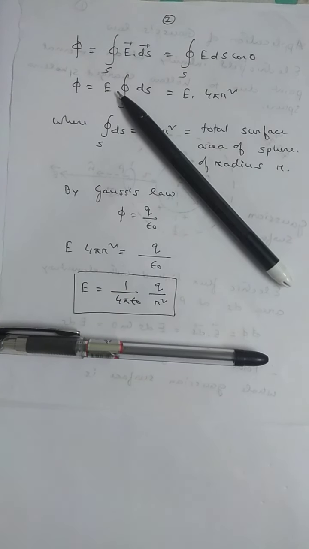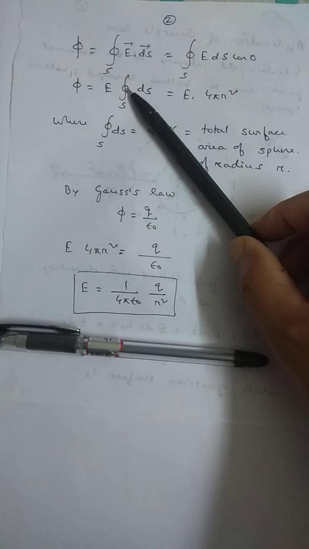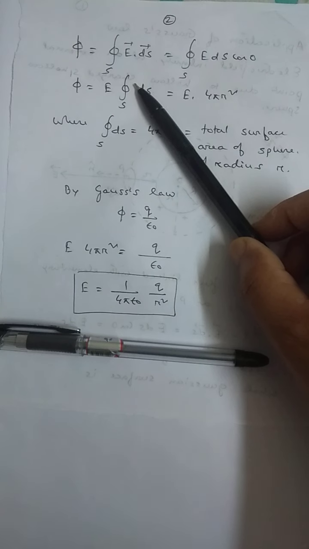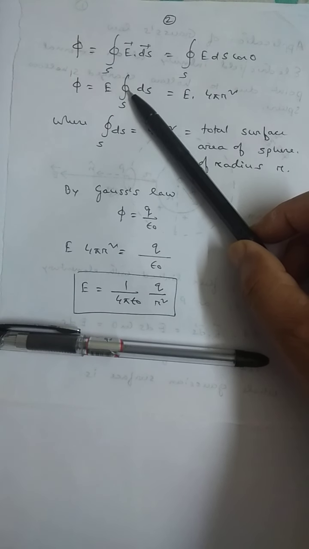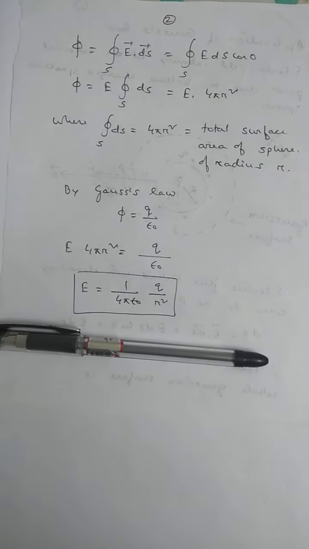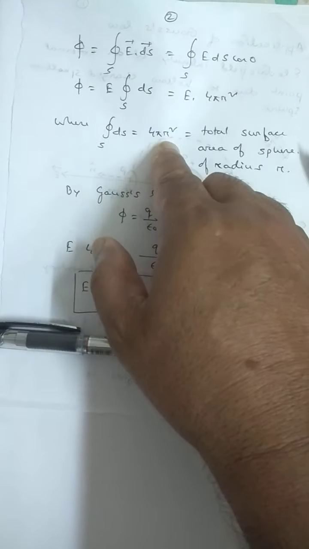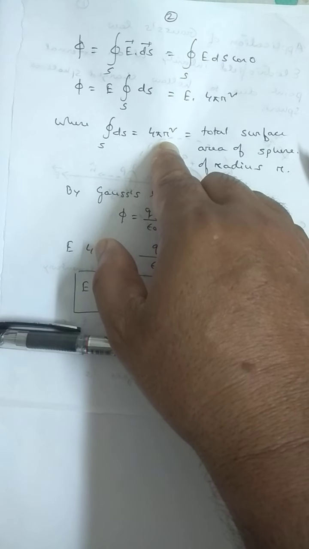Why this closed symbol? Why is this circle written here? This circle represents the total surface area of all elementary area. It is a summation of all elementary area around the closed surface. So therefore, integration of ds is 4 pi r square.